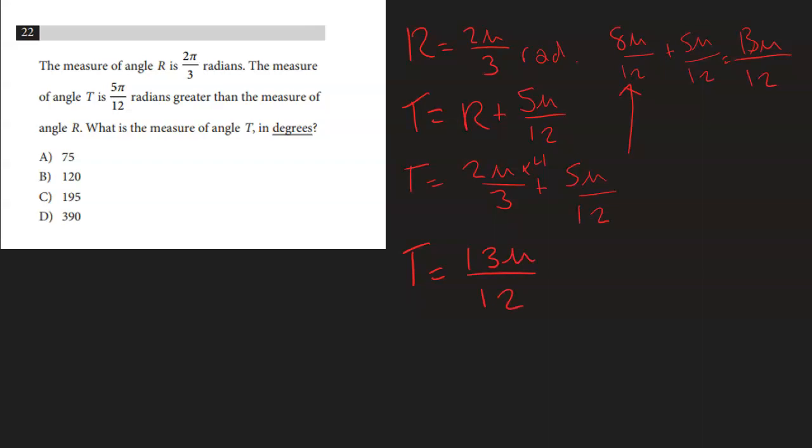But how do we get this into degrees? So the equation is actually given to us earlier at the beginning of the test. It tells us in the bottom fine print that 2 pi equals 360 degrees. And what it's referring to is that 2 pi is radians.